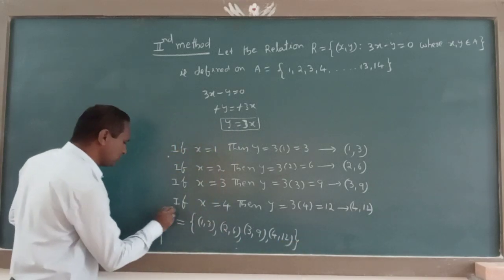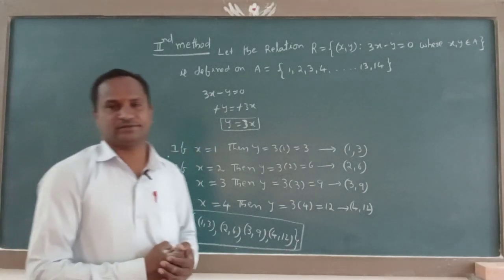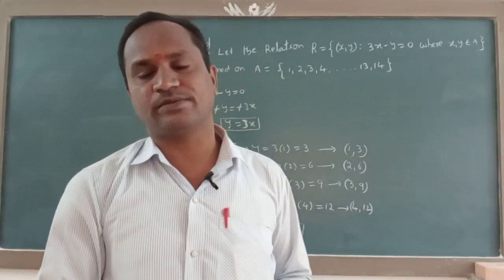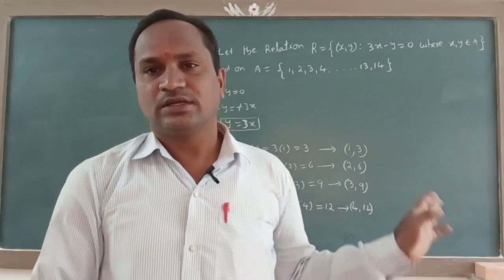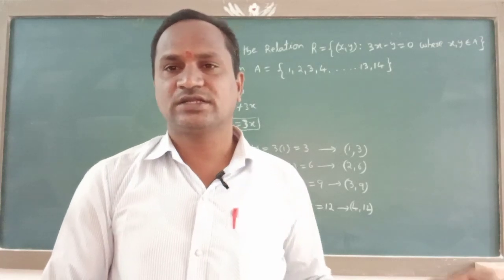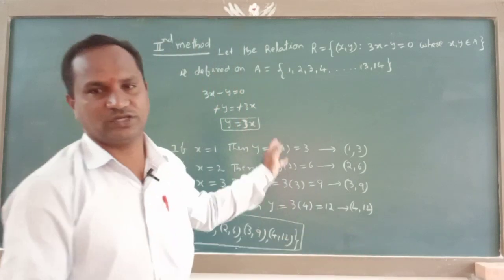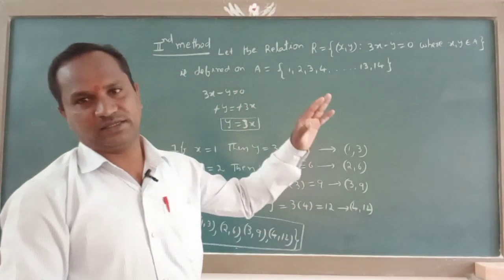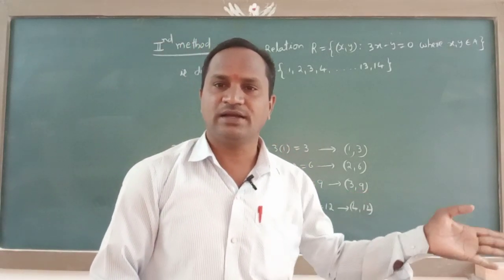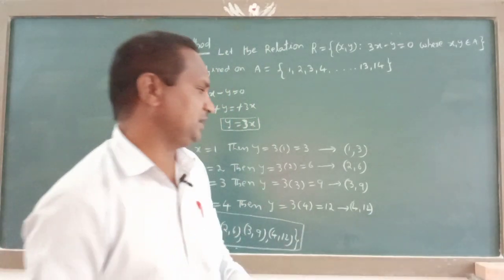Based on this relation, we are going to write the domain, range and codomain. Domain is the set of all first elements of the relation capital R. Range is the set of all second elements of the relation capital R. Codomain is the whole set, the second set. Only A becomes first set and A becomes second set because the relation is defined on only one set. That's why the whole set becomes the codomain.